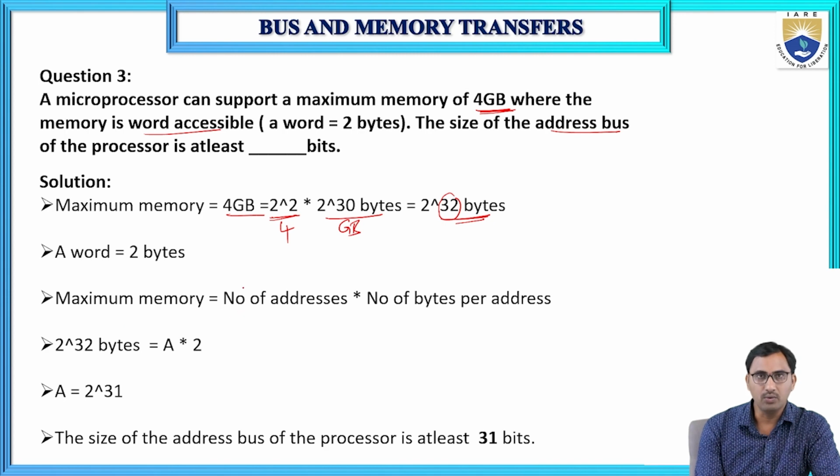Maximum memory is equal to the number of addresses into the number of bytes per address. So what is the maximum memory? The maximum memory is 2 power 32, which is equal to the number of addresses A into the number of bytes per address. For every address, it is occupying 2 bytes. So that's why 2. So A is equal to 2 power 31. So the size of the address bus of the processor is at least 31 bits so that we can access up to 4 GB.